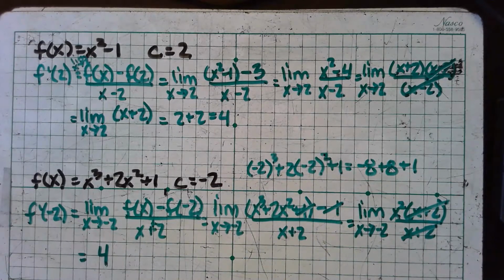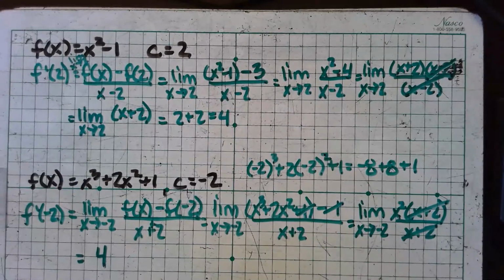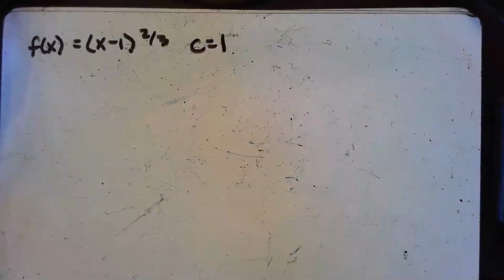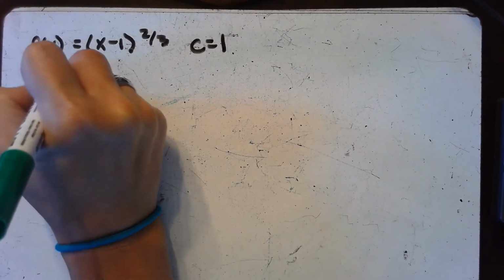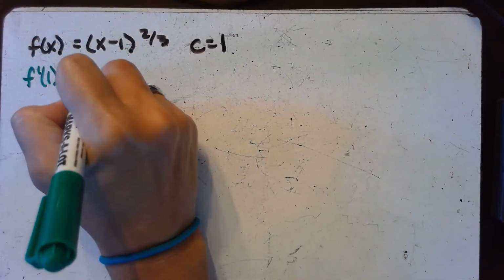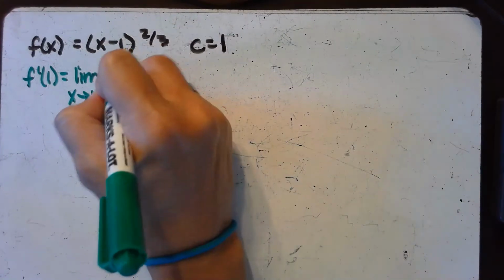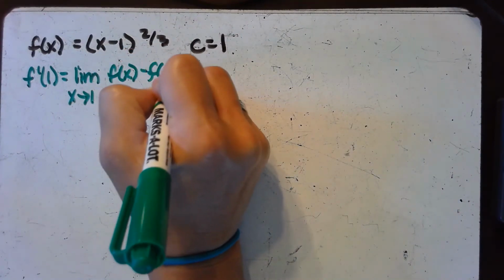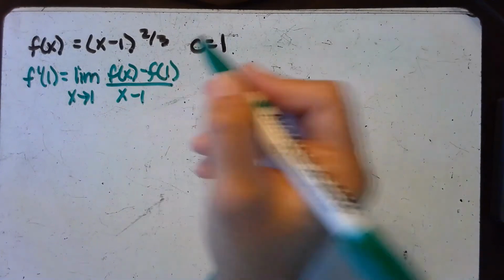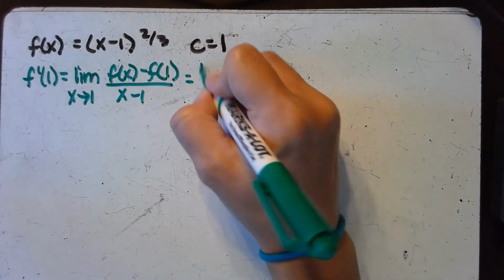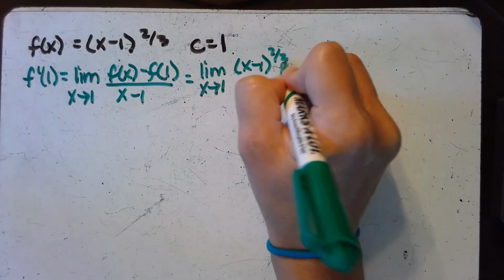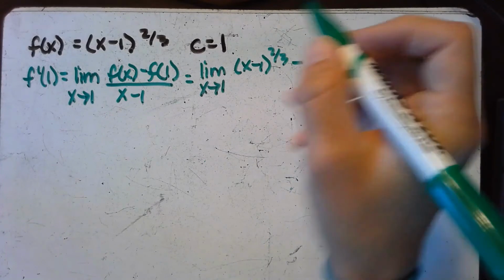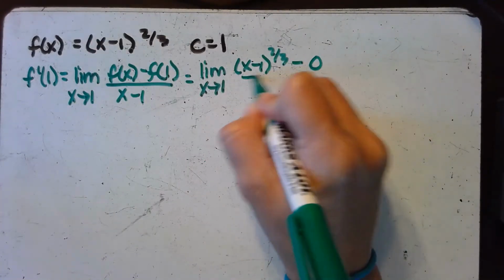All right, moving right along. Let's do this again. Here, to find f prime of 1, we want to do the limit as x approaches 1 of f of x minus f of 1 over x minus 1. All right, so the limit as x approaches 1 of x minus 1 to the 2/3, minus, now when I plug 1 in there, I get 0.